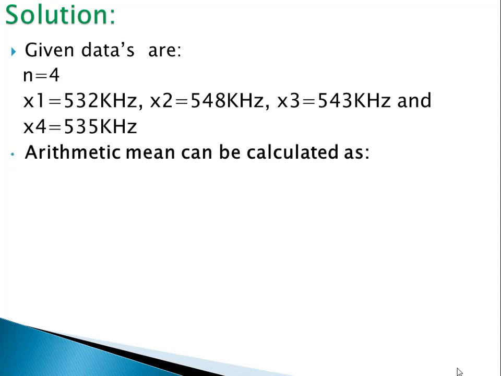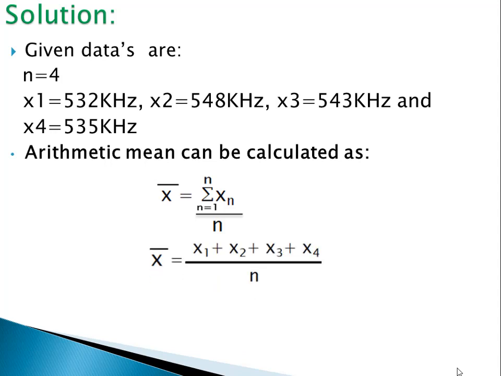After that, the first term that we have to calculate is the arithmetic mean. We know that arithmetic mean x bar is equal to summation of xn, where n is varying from 1 to n, divided by n. According to our problem, n is equal to 4, so the above expression can be rewritten as x bar is equal to x1 plus x2 plus x3 plus x4 whole divided by n.